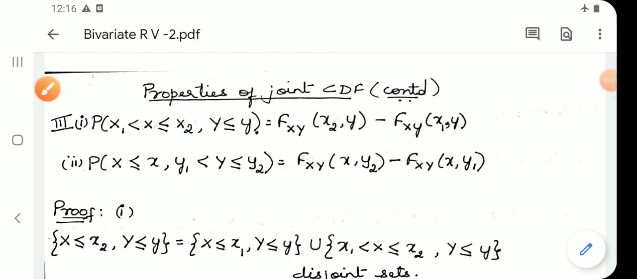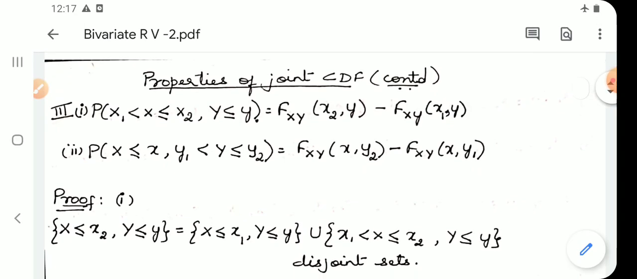Hello students, today in this video let us continue with the properties of joint CDF. In the previous video we have already learned two important properties of joint CDF. Today in this video let us continue with two more.